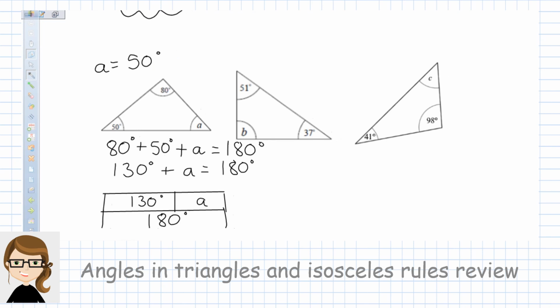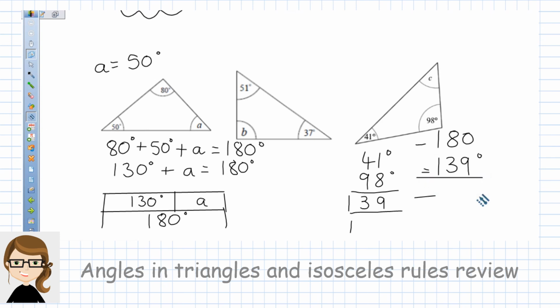I've not got room for the middle one, so I'm going to move on to the far right hand side. So 41 add 98 add C gives me 180 degrees. So if I add the two together, 1 add 8 gives me 9, just changing pen there. 4 add 9 gives me 13, so it's 139 degrees. 139 degrees add something gives me 180, so we subtract from 180 to find the missing number.